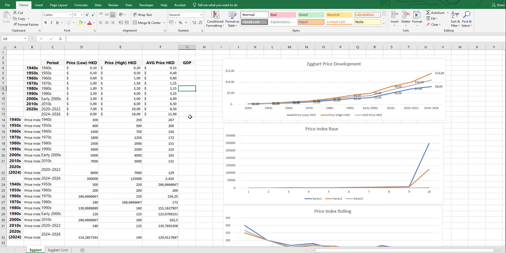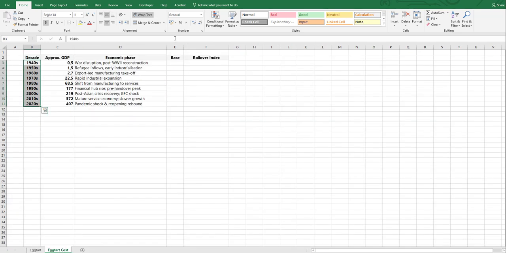But what would be interesting to know is what the GDP, the economy, did at the time, and later on I will get back with the average salaries in Hong Kong. So we have the GDPs, approximate GDP in billion US dollars, from half to 400. So we will do the base index, which is this one divided by this one, in brackets, and then multiply by 100.